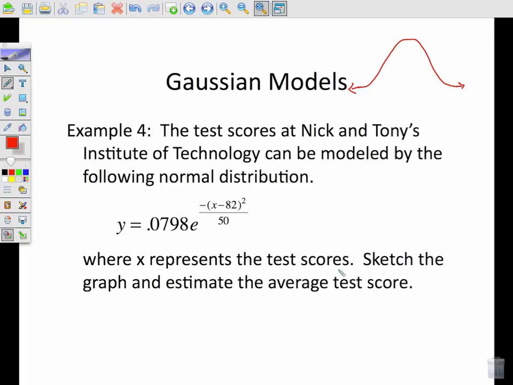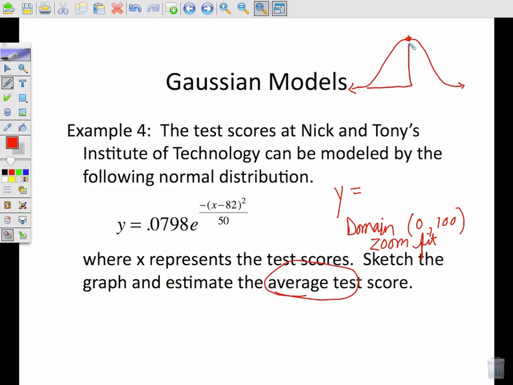Test scores at Nick and Tony's Institute of Technology can be modeled by the following normal distribution, where x represents the test score. Sketch the graph and estimate the average test score. Well, what I would want you to do is put this into y equals, and then you're going to set your domain or your x's. Since they're test scores, we can do from 0 to 100, and then zoom fit.